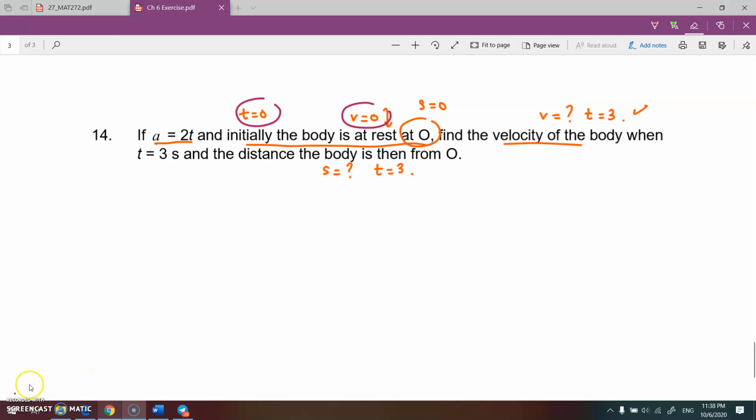I'm leaving this question to you to solve and we will discuss in class.